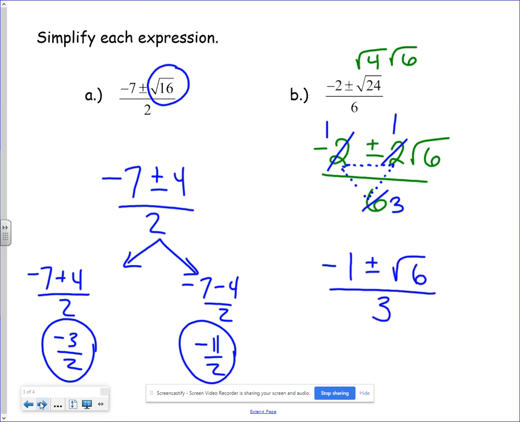You can write that 1 in front of the square root if you want to, but you don't need to. There's my simplified answer. This 3 on the bottom cannot divide into the 6, because the 3 is on the outside of the square root, the 6 is under the square root. To cancel numbers out, they've got to be in the same location. They've got to be either both on the outside or both under the square root.